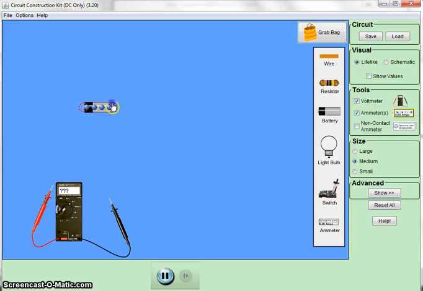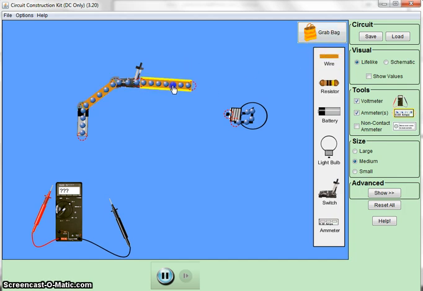Alright, difference between series circuits and parallel circuits. So if we look at this, I'm going to set up a simple series circuit with a switch, a light bulb, a few wires, and an ammeter.